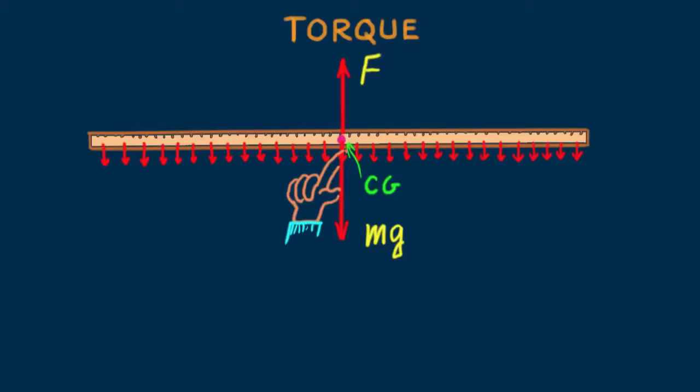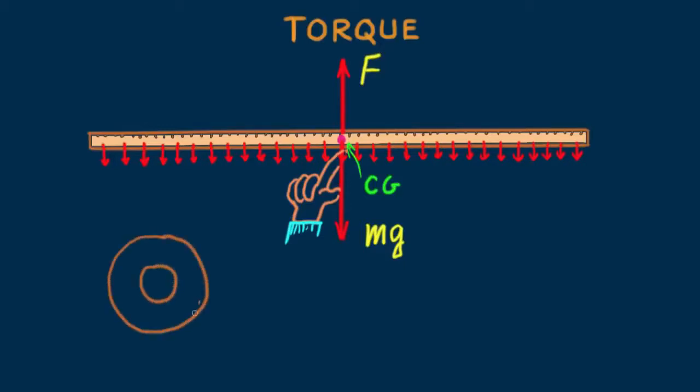We can also talk about the center of mass of an object. That's the average location of all the object's mass. In everyday cases, center of mass and center of gravity are in the same location. So we can use center of gravity and center of mass interchangeably.